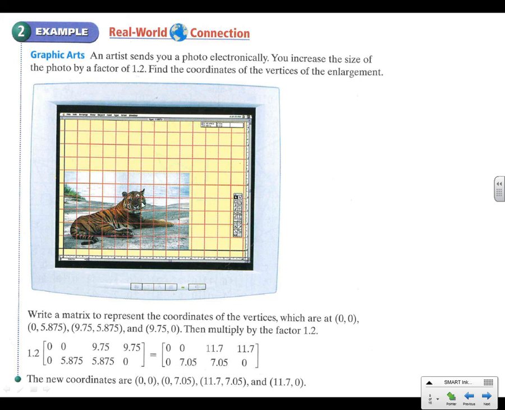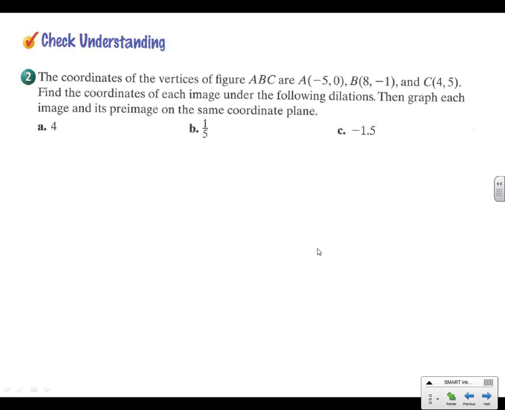If this was to stretch out further, okay, 0, 0 wouldn't go anywhere. It would still be here, but if we stretched it out from there, we would have these as our new points. See if you can use that kind of thinking to do some dilation on understanding check number 2.